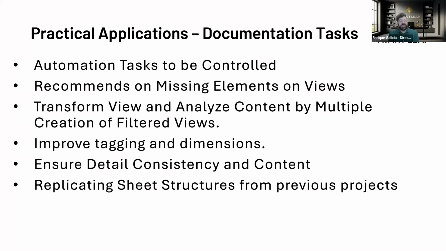So some practical applications go from the documentation tasks, these automation tasks to be controlled, such as view creation, filter creation, doing annotation tasks and things around it. Recommending missing elements on views, also for quality checkups. Because if we already know which are the data sets we're creating on our models, then we can also review, like, if this view is similar to this other view, what's missing there? Are we missing some tags, some annotations, some other settings?